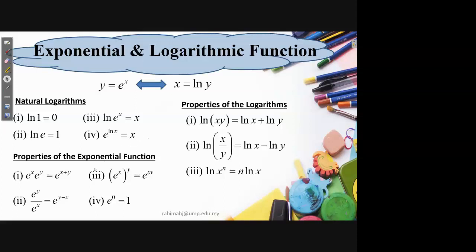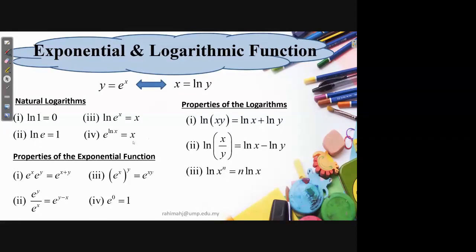Properties of the exponential function are quite similar to the laws of indices just now. Exponent x times exponent y is exponent x plus y, quite similar to what we had in the previous laws of indices. Now the properties of logarithms: ln of x times y is ln x plus ln y. ln of x over y is ln x minus ln y. ln of x to the power n is n ln x. So that's why sometimes we want to simplify.